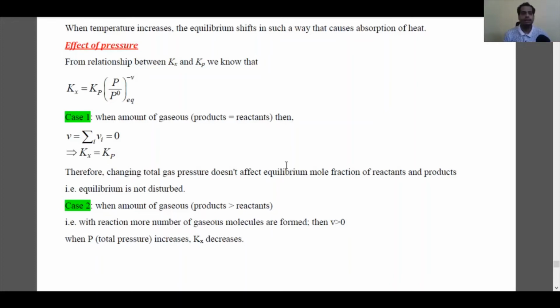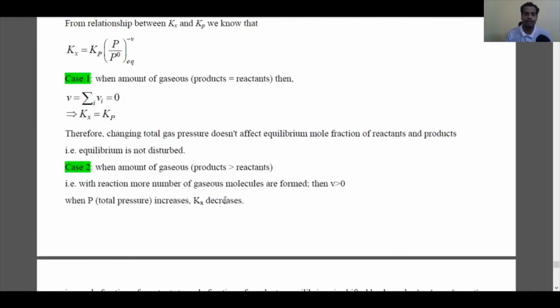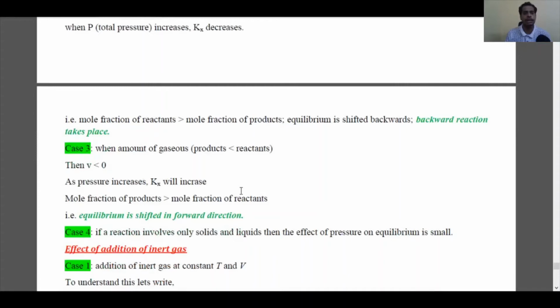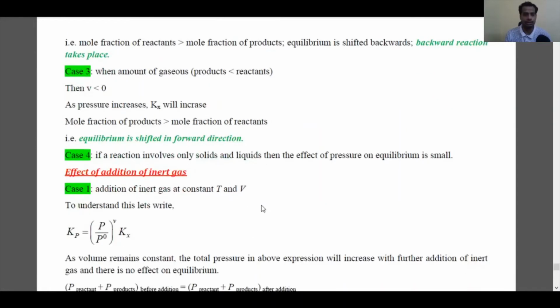And the third case was when the number of moles of gaseous reactants is more than gaseous products, and if I am increasing the pressure of the gas, then the reaction will proceed towards the forward direction, meaning more and more products will form. If I decrease the pressure, then the reverse will happen. Whatever condition I have said for increase of pressure, if I decrease the pressure, the opposite thing will happen. So one more case can be added here for case 2 and case 3: when pressure decreases, the opposite thing will happen.